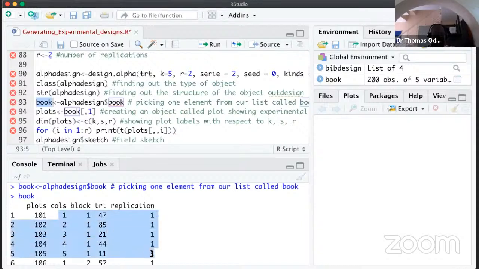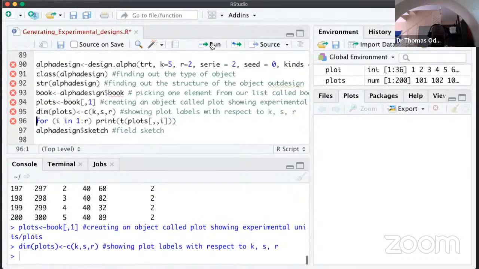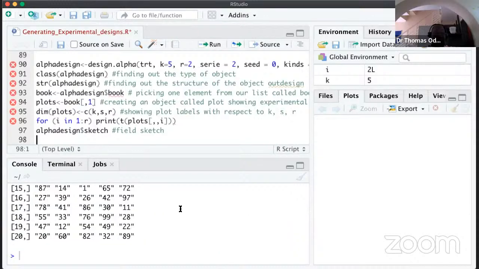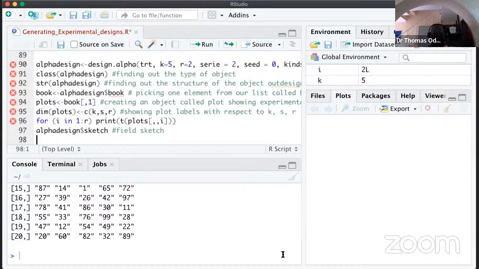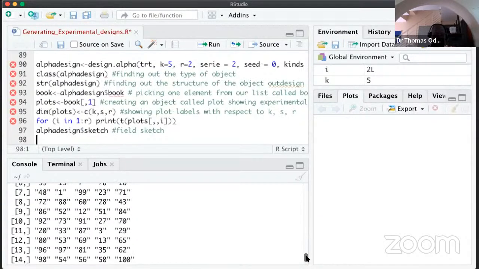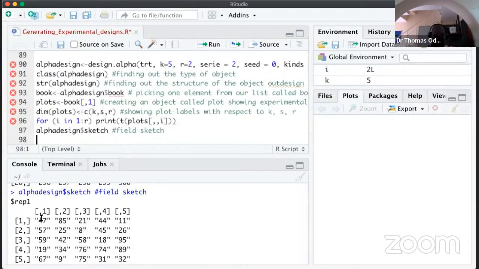So here they have them in columns. And then we can go ahead, create the plots, the dimension like that, and then we can have the sketch. So this is the sketch that you can use for your analysis. So here, rep 1, these are the different treatments within rep 1, and then you can have the treatments within rep 2, and so on and so forth.